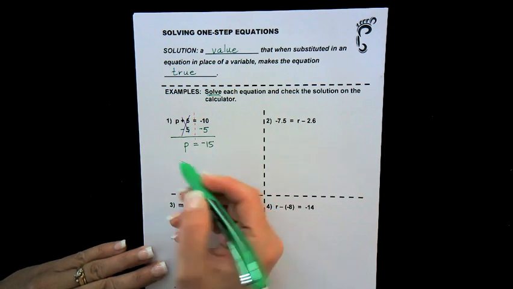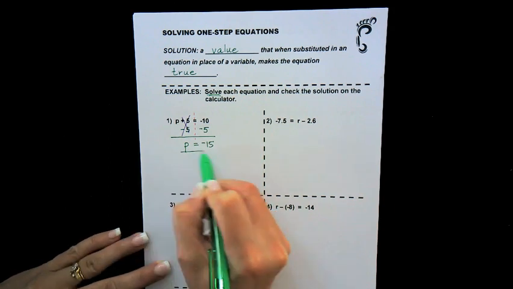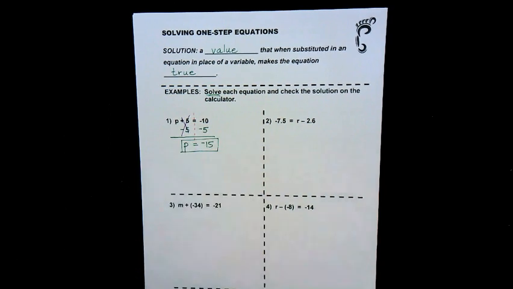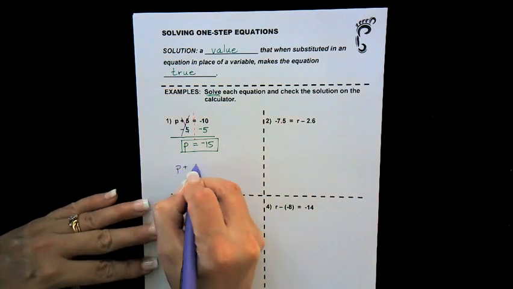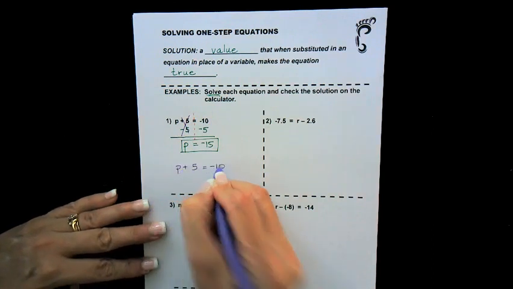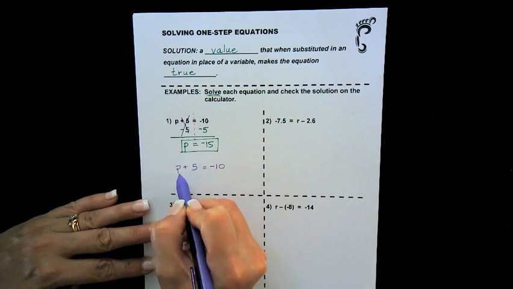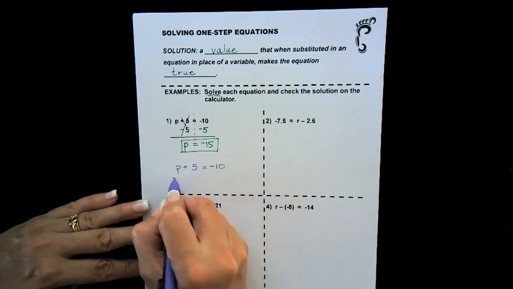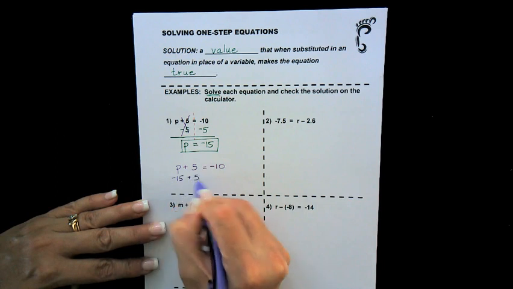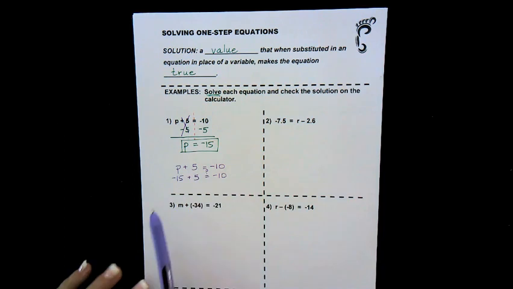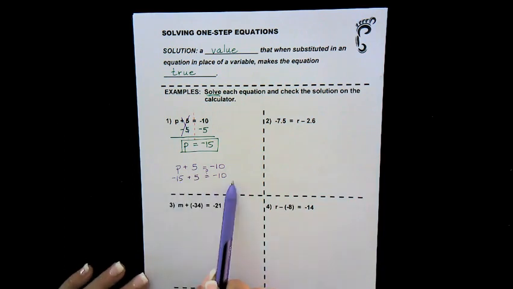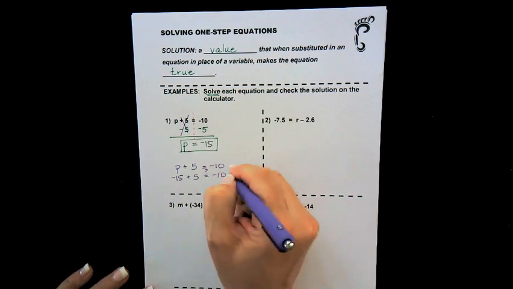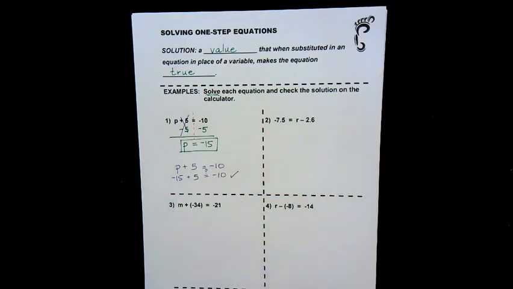Now, this we say would be the solution to our equation. So watch what a solution does. We take the original equation and we put the solution in for the variable. So in place of the P, I'm going to put that solution of negative 15. And what we're trying to determine is, is that true? Is negative 15 plus 5 equal to negative 10? The answer, yes. So we do know that P equals negative 15 is our solution.